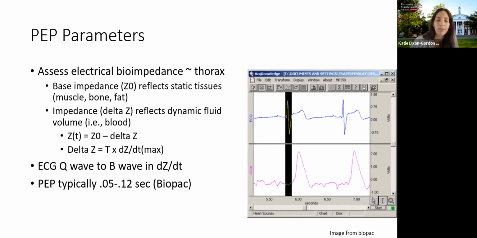I do have one not directly autonomic measure that you could supplement to try and get more valence, but we'll talk about that a little bit later.